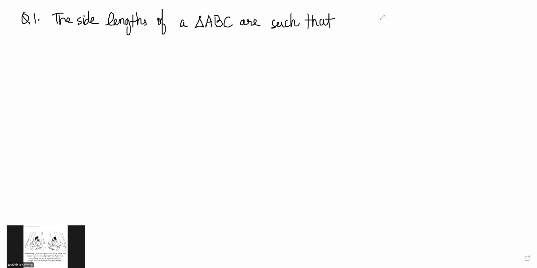Then try these couple of questions right now. I'll write both the questions. You have to try to prove them. The side lengths of a triangle ABC are such that AB times BC plus AC is equal to BC times AC. You have to first prove angle B is greater than angle C.